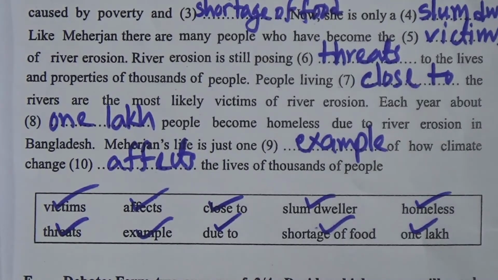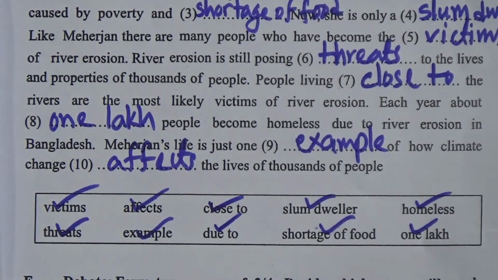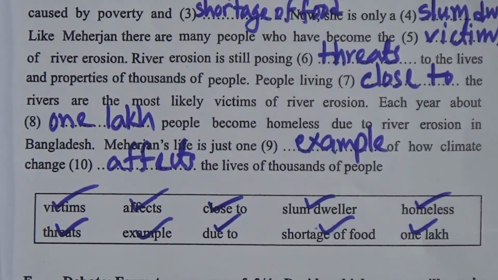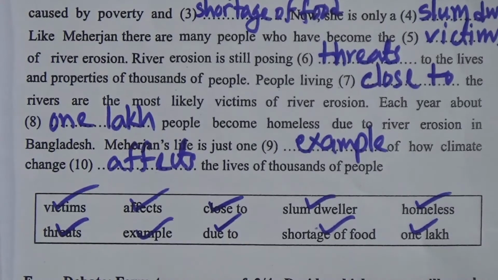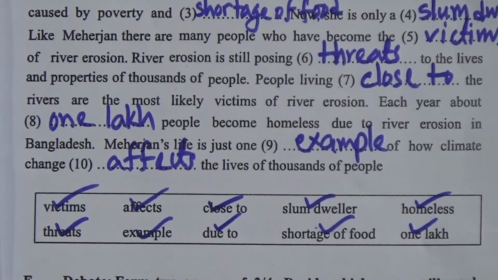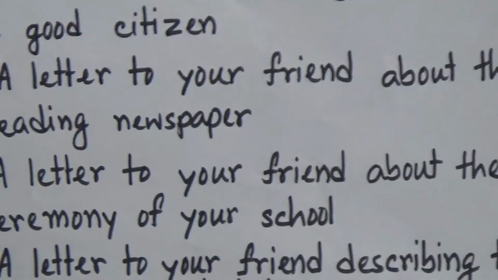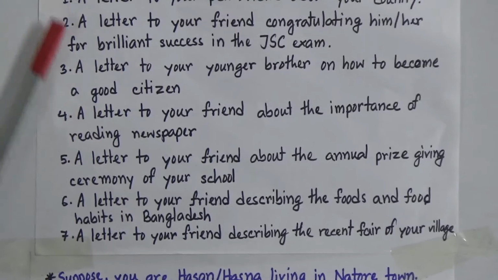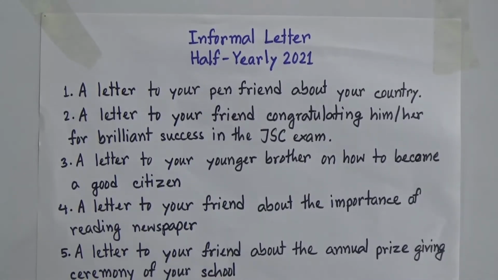Now we will go to informal letter, and we know that informal letter means the letter which is not formal. There are two types of letter: formal letter and informal letter. Formal letters mean the official letter, and informal letter means you will write the letter to your close one, your father, mother, your friend, your brother, sister, like this. Those letters are called informal letter. And there are 7 informal letters in your half yearly exam 2021. So there are 7 informal letters you have to practice for this half yearly. And what are they?